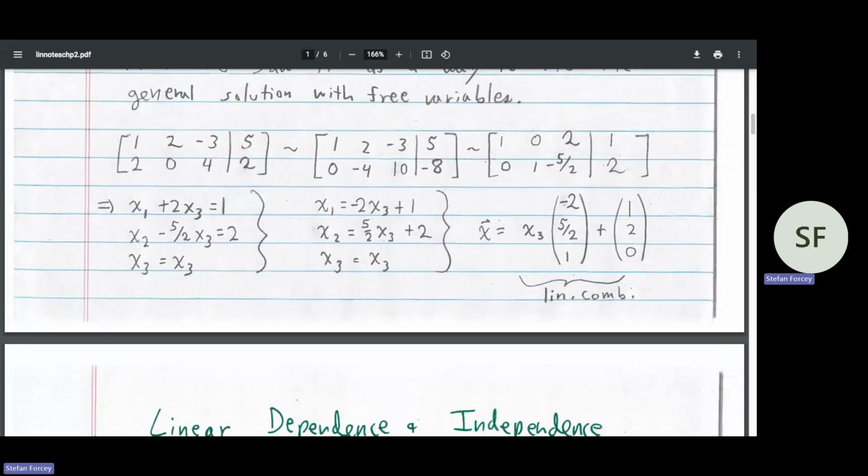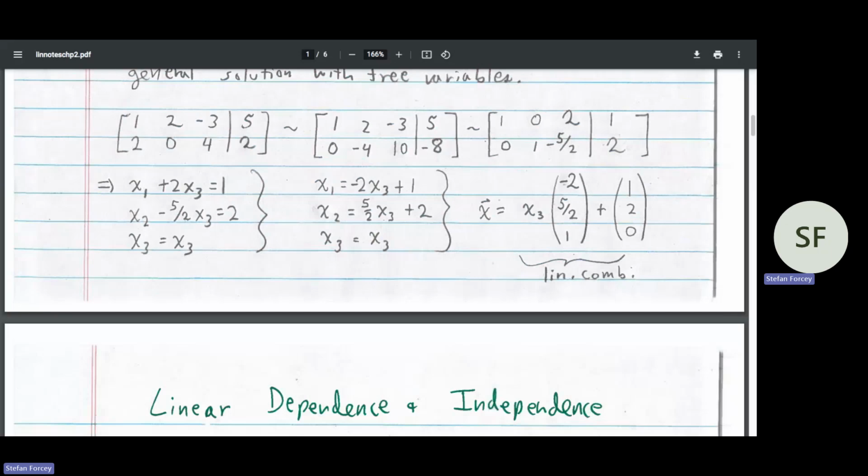Well, we'll stop there, and next we'll talk about the concept of linear dependence and independence.